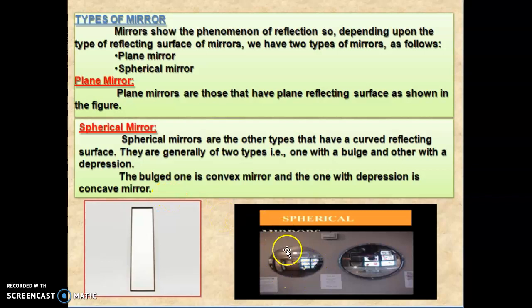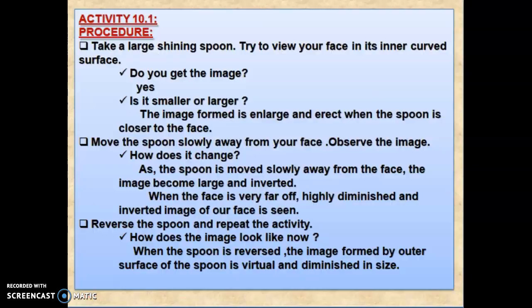So this will be the bulge position, this mirror we are calling a convex mirror, and this will be the depressed one, which we are calling a concave mirror. So these are the two types of mirror, one is the plane and the second one is the spherical mirror. Next we will see activity 10.1.